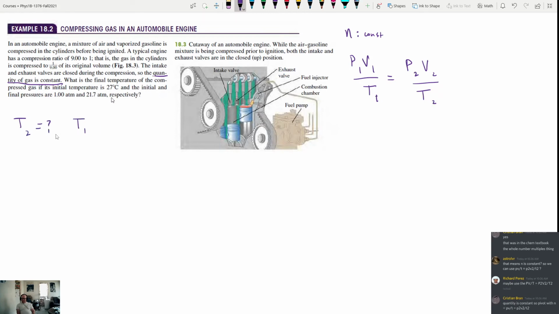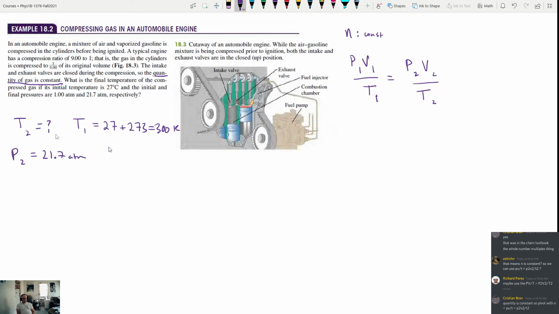T1 is 27 degrees Celsius, so we need to add 273 to that. So you're going to get, is that 300? 300 Kelvin. The initial and final pressures are 1 atmosphere and 21.7. Okay, so pressure 2 is 21.7.